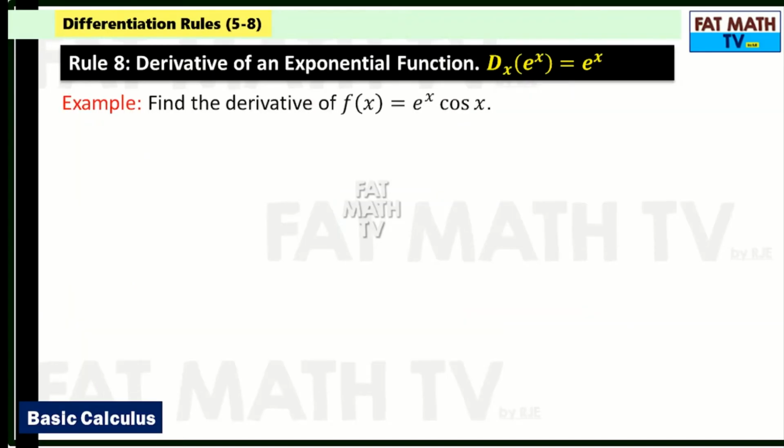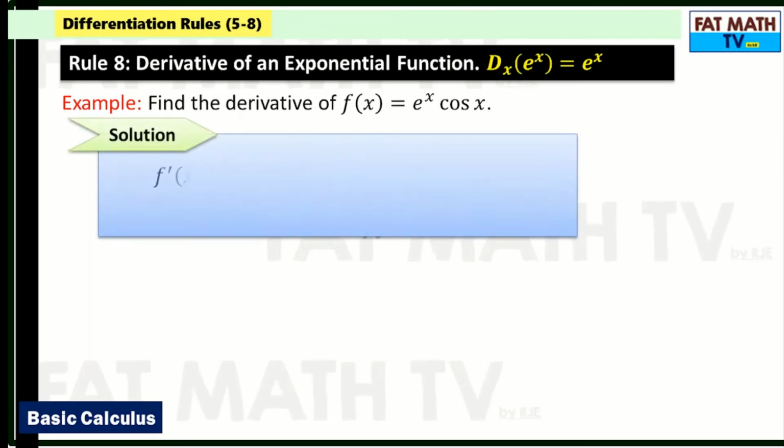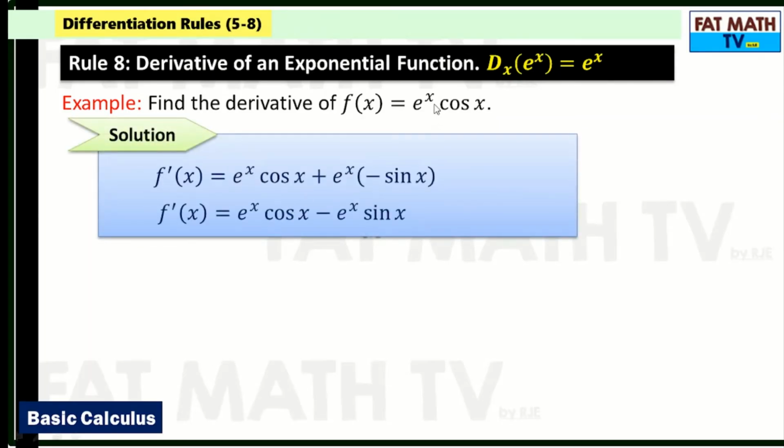Okay, another example, find the derivative of f of x equals e raised to x cosine x. So as what you can see here, we have a product. So we need to apply the product rule. So the product rule states that get the derivative of the first, so that's e raised to x, because the derivative is itself, times the second, cosine x, plus copy the first, e raised to x, times the derivative of the second. And the derivative of cosine x is negative sine x.